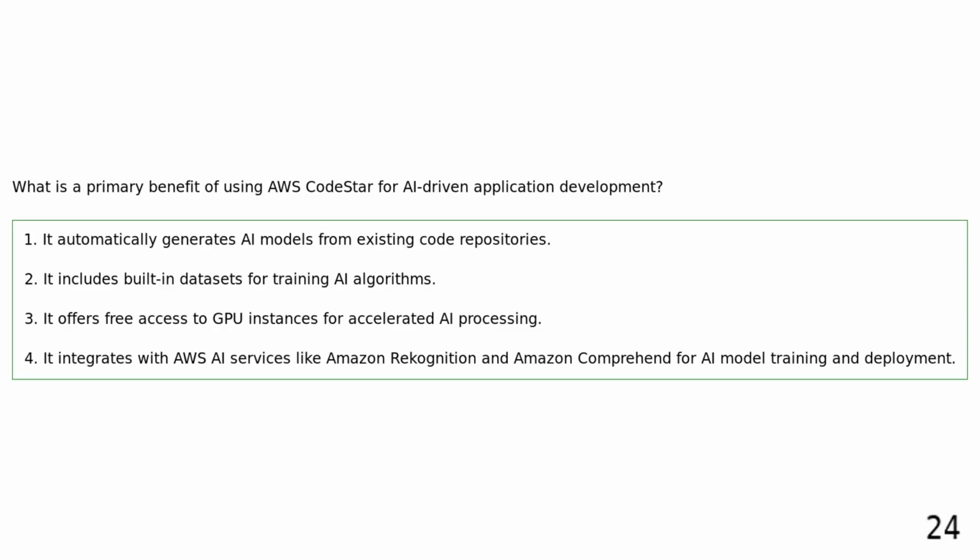What is a primary benefit of using AWS CodeStar for AI-driven application development? It automatically generates AI models from existing code repositories. It includes built-in datasets for training AI algorithms. It offers free access to GPU instances for accelerated AI processing. It integrates with AWS AI services like Amazon Rekognition and Amazon Comprehend for AI model training and deployment.